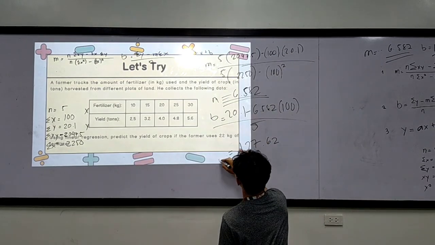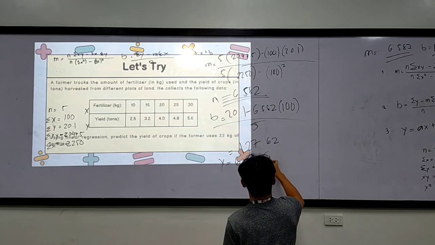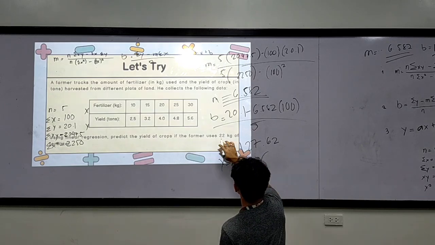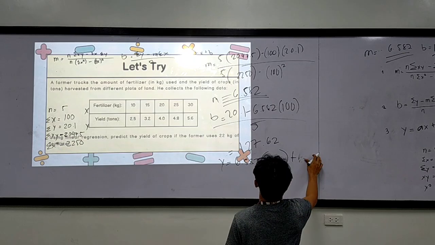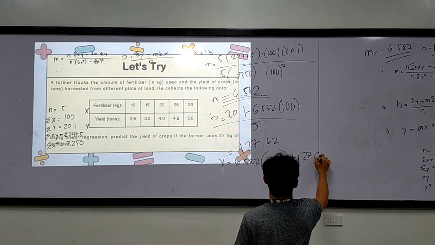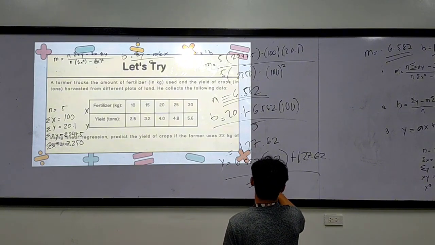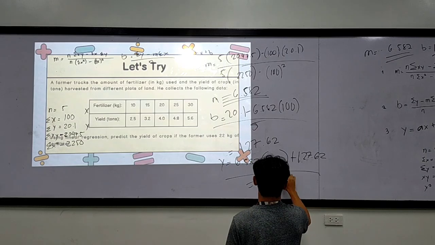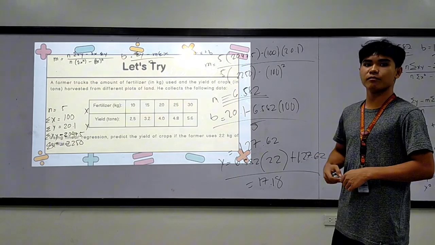So y is equal to m, which is 6.582, times x. The independent variable is 22. So 6.582 times 22 plus b, which is 127.62. The outcome of this is equal to 17.18. So this is the answer for problem number 2.